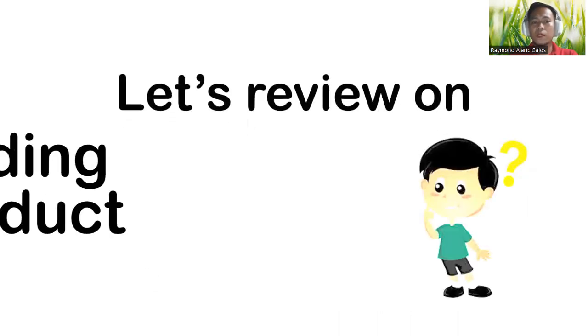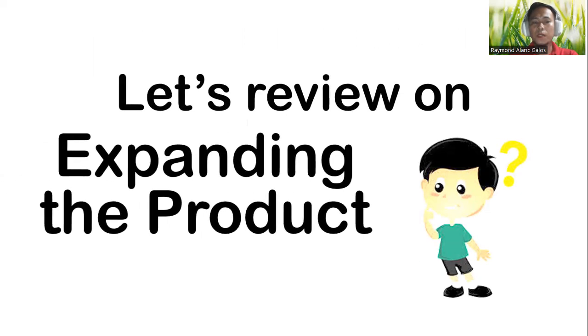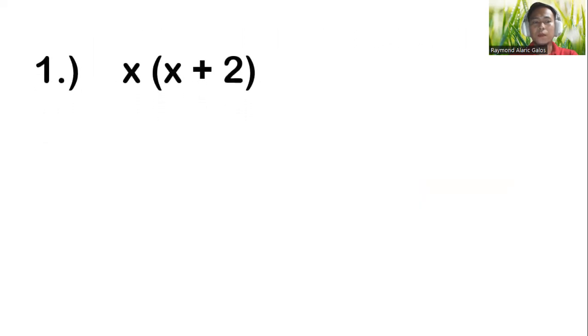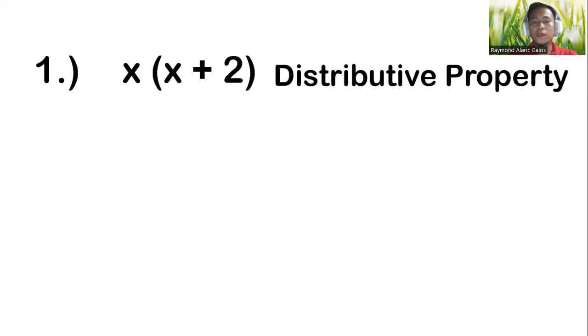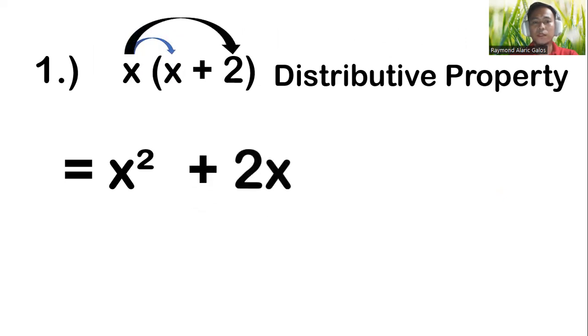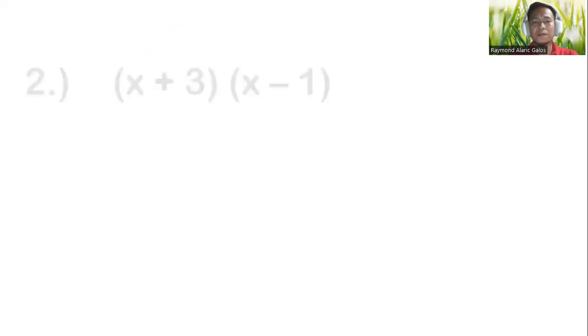Let's review on expanding the product. Example 1. x times the quantity x plus 2. We are going to use distributive property. So we have x times x, we'll get x squared. And then we'll have x times positive 2, we'll have 2x. Final answer is x squared plus 2x.